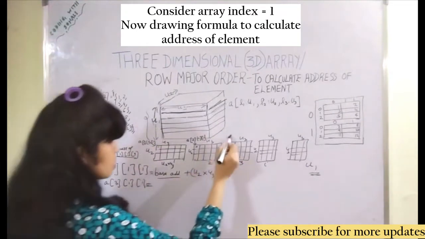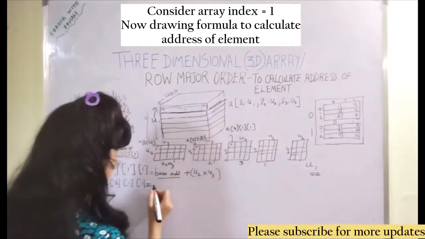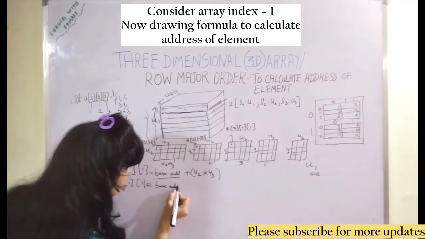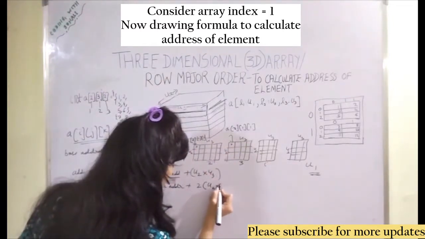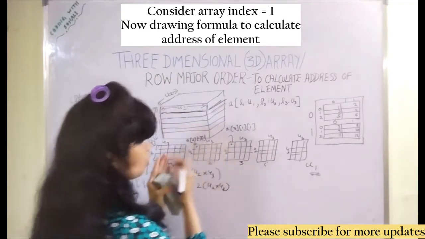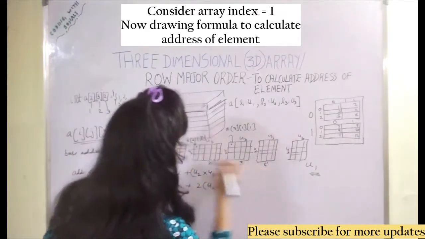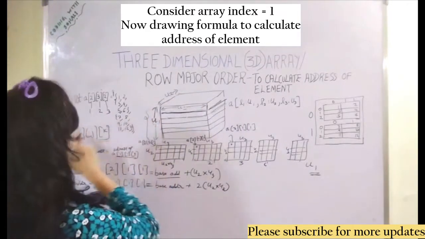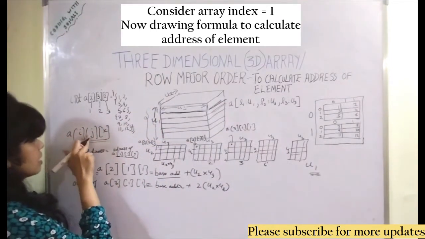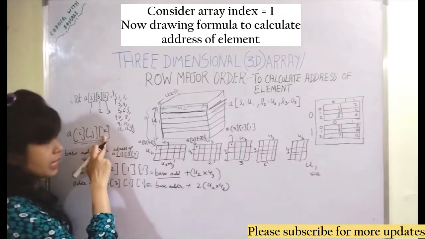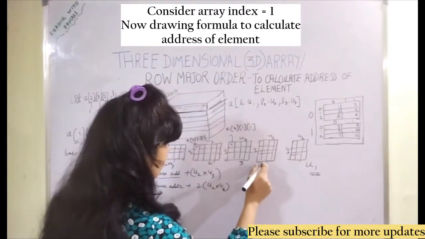So for A of 3, 1, 1, to get the address of this element, again it will be equal to the base address plus 2 into U2 into U3. So 2 U2 U3, I have to cross two 2D arrays. How can you then change the formula now? We are considering this as I, the element whose address we have to find. So the first dimension is I, the second dimension is J, and the third dimension we are considering as K. So this is U1 actually.